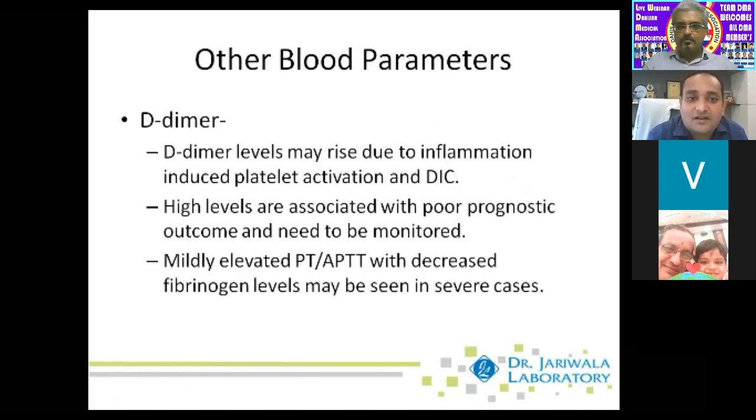D-dimer levels are elevated secondary to platelet activation and DIC. Now we need to understand what D-dimer is first and foremost. D-dimer is a fibrin degradation product. Whenever there is an inflammation in the body, there is platelet activation and there is a clotting which is going on in the body.